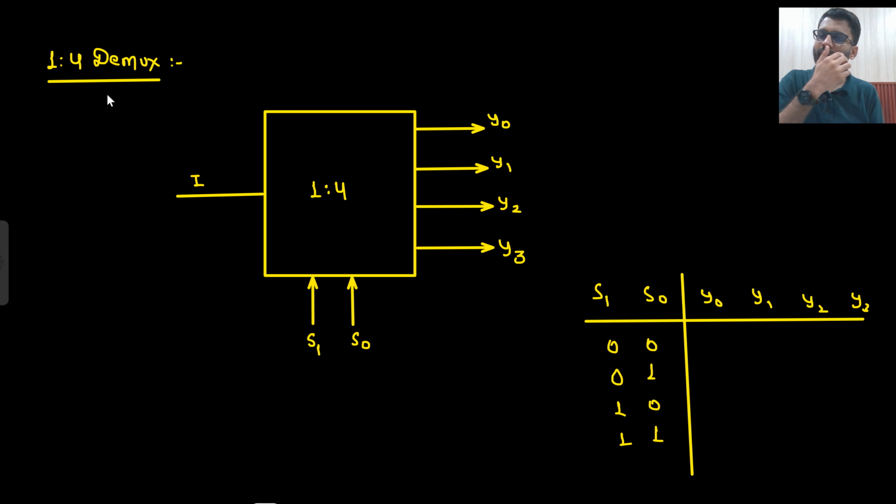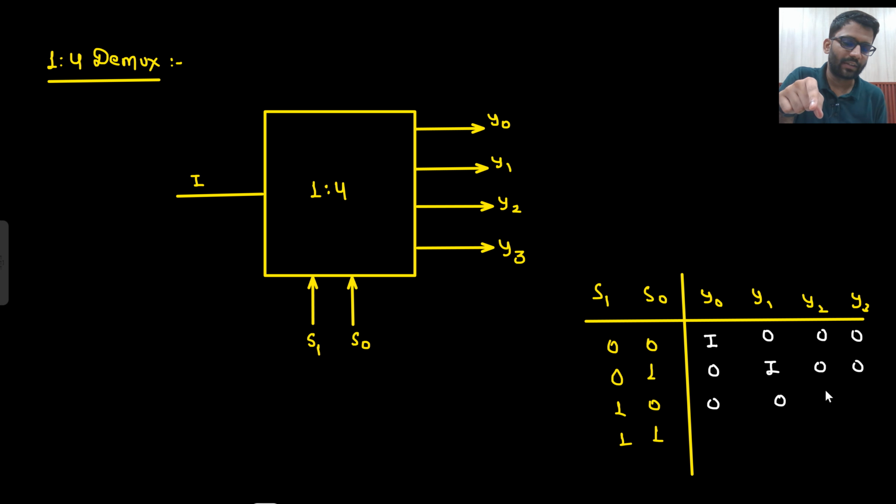What about 1:4 demux? So if S1, S0 both are not there, then this information will be transferred to Y0 and rest all will be 0. If this is 0 and this is 1, then information will be transferred to Y1, and here information will be transferred to Y2 because the decimal equivalent is 2, and here information will be transferred to Y3.